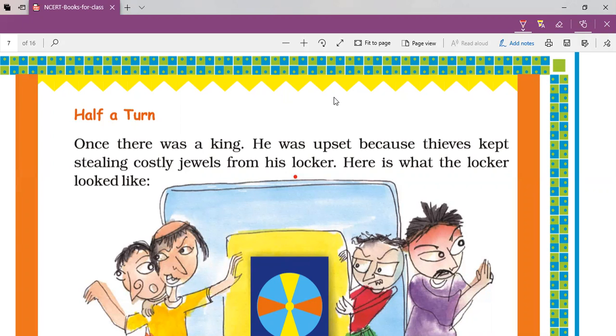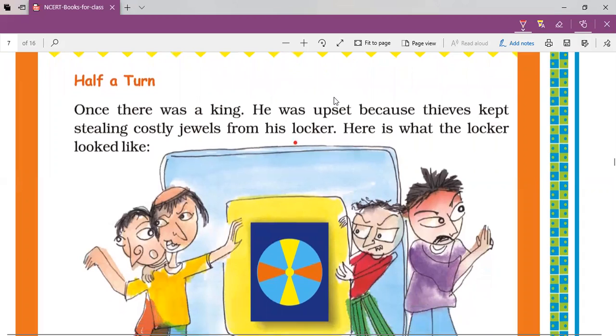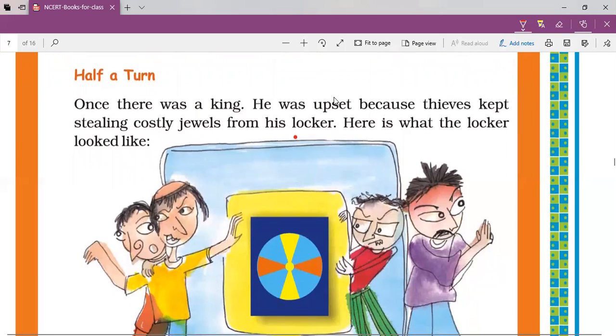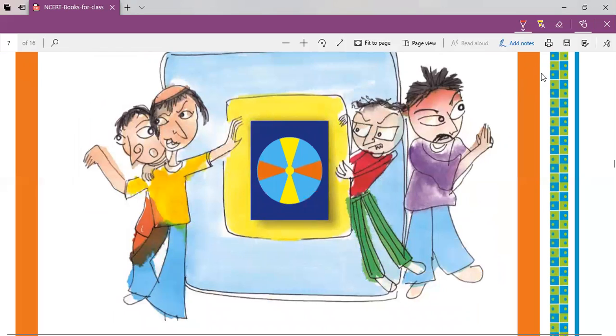So this is the one story where a king was upset because some thieves had stolen his gold jewelry from his locker. Means some thieves had opened his locker and stolen some jewelry from that locker. So this is the locker. What does it look like? You can see the locker. There is some pattern on that locker.